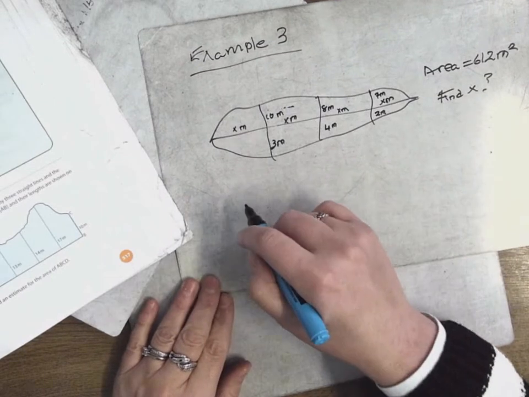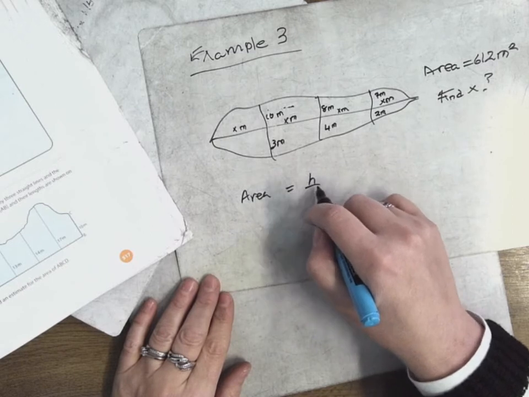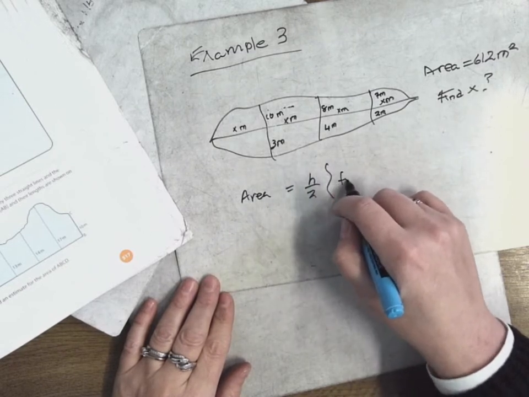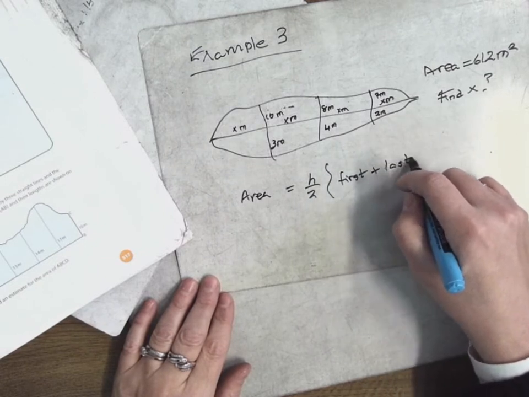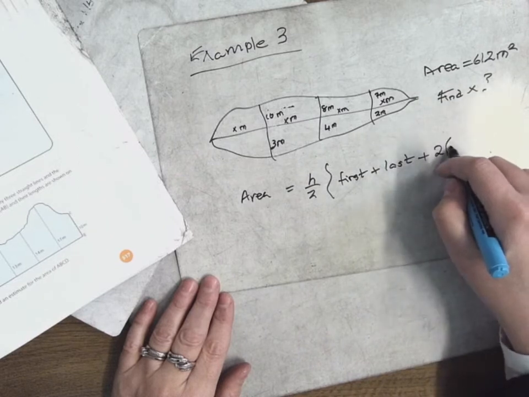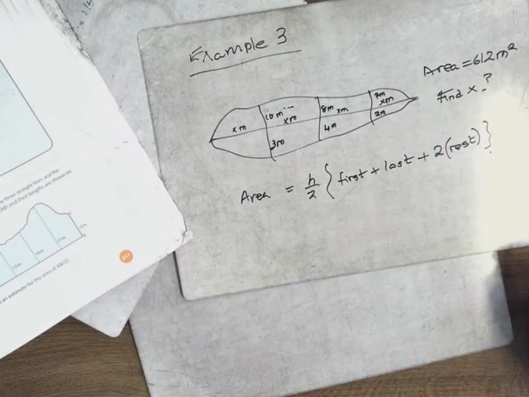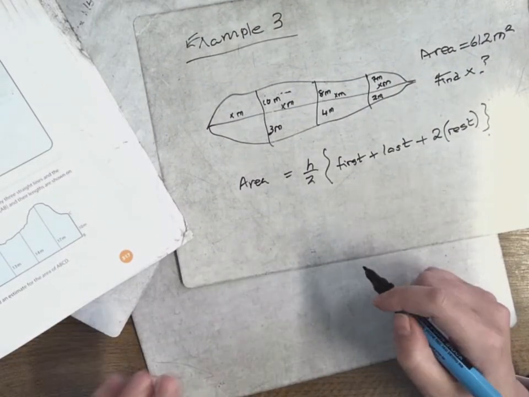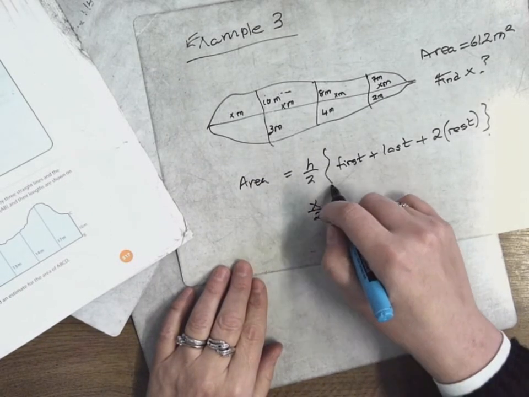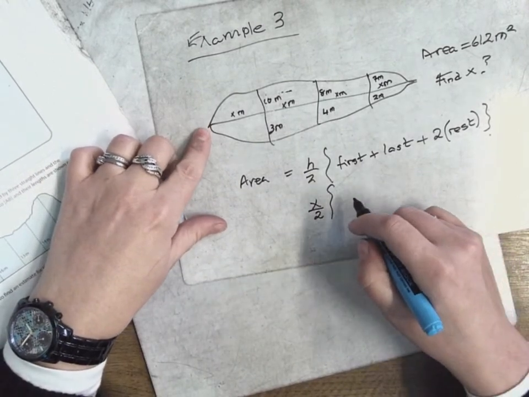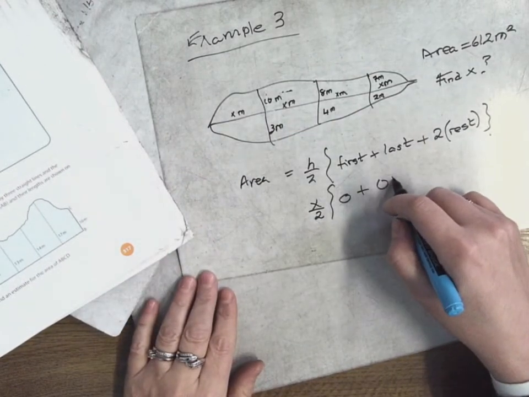So the first thing I do is write down my formula, okay? So it's H over 2 times the first plus the last plus twice the rest. Okay? So then you fill in what you can. So instead of H, what do I put in? X over 2. Right, then the first. What does the first vertical line measure? 0. Then you put in the last. What does the last vertical line measure? 0. Plus twice the rest added together.